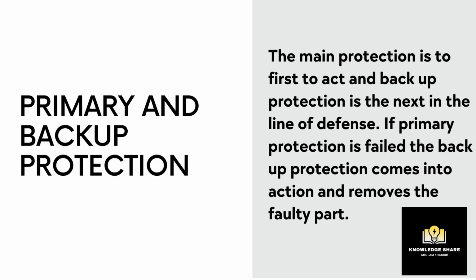Primary and backup protection. The main protection is the first to act, and backup protection is the next in the line of defense. There are chances that the primary protection may fail. This could be due to the failure of a current transformer or voltage transformer or a relay or failure of a CB. So we must have a second line of defense in such a situation. As a precautionary measure, an additional protection is generally provided and it is called backup protection.